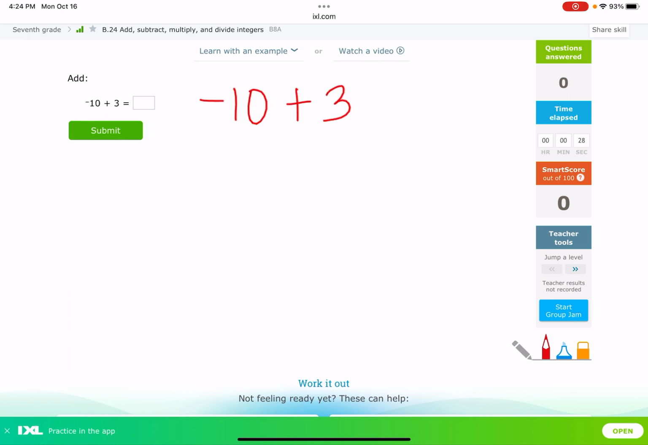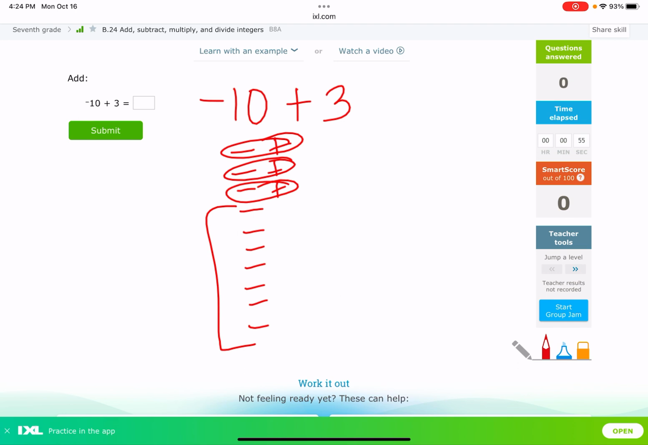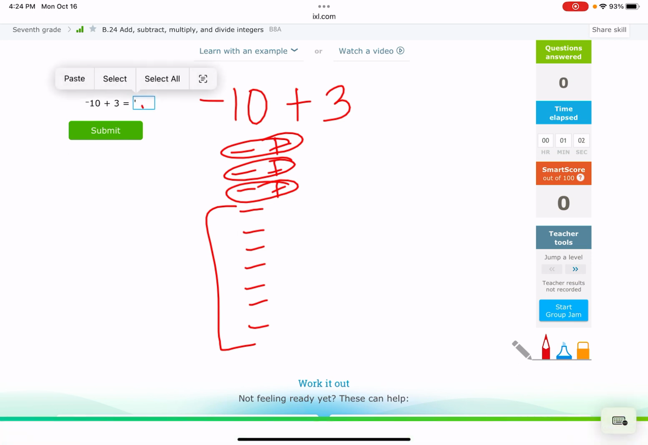When you're adding integers and the signs are different, I want you to look at it this way. I have 10 negatives. 1, 2, 3, 4, 5, 6, 7, 8, 9, 10 negatives. And I have 3 positives. 1, 2, 3 positives. So what I would do in this particular case is I would make 0 pairs. 1 positive and 1 negative makes a 0. So I can make 3 0 pairs, okay? And then that tells me how many I have left. I have 7 left. 1, 2, 3, 4, 5, 6, 7 left. I have 7 negatives left. So when I put this in, my answer is going to be negative 7.